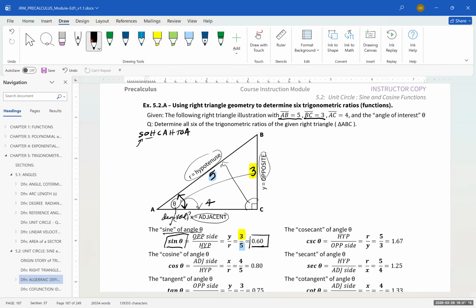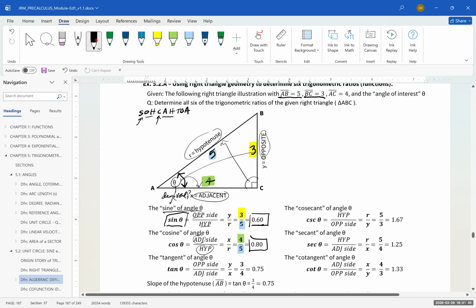Okay, let's look at cosine. Cosine is adjacent over hypotenuse. The adjacent side is 4, and the hypotenuse is 5. So 4/5 is 0.80.